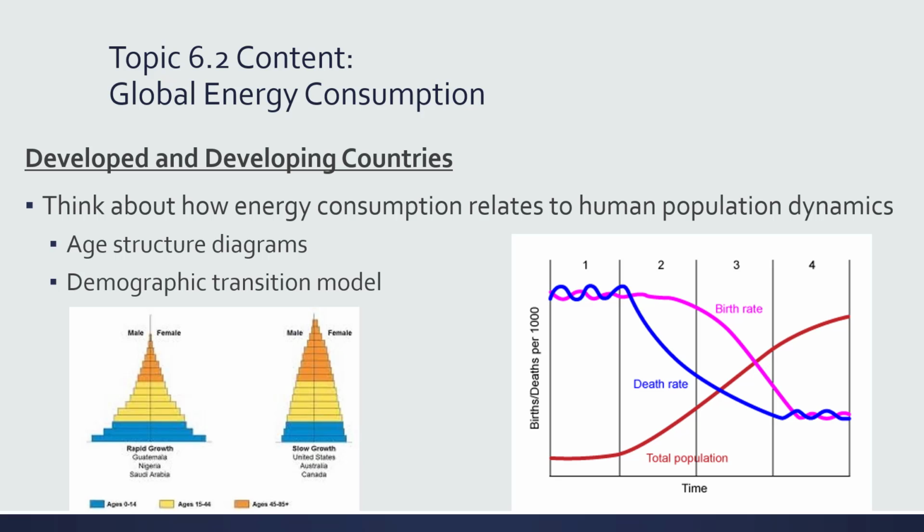Think about how energy consumption relates to human population dynamics. If you are given an age structure diagram and asked what kind of energy sources this particular place is going to use, and it is rapid growth, which is the left-hand one, it is a developing country. They're going to use largely what's in-house, which is largely biomass, used directly as heat or light.